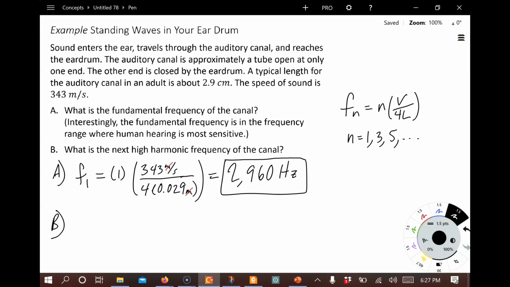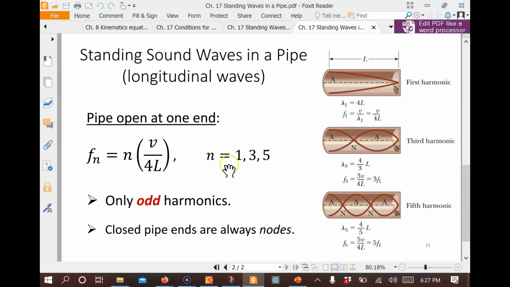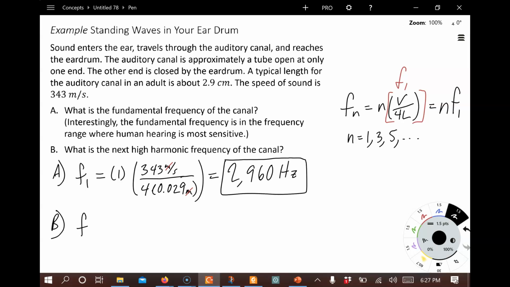Part B. What is the next highest harmonic frequency of the canal? Well, again, as we note, this whole term right here is your f1. So we can rewrite this for higher frequencies. If we know what f1 is, we can just take that fundamental frequency and multiply by the integer value to get the higher harmonics. Now we can't go to n equals 2 here because this is only odd harmonics, as we see here. Therefore, the next highest harmonic is going to be the third harmonic. And so we can go ahead and put in n equals 3 times the fundamental frequency.